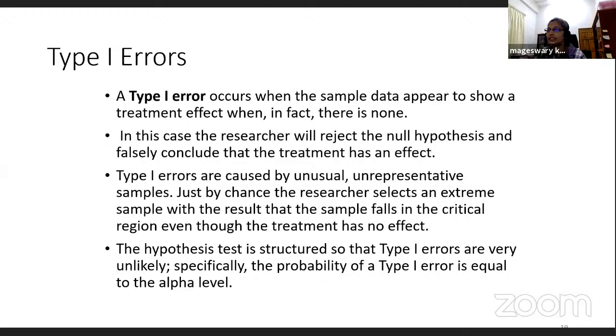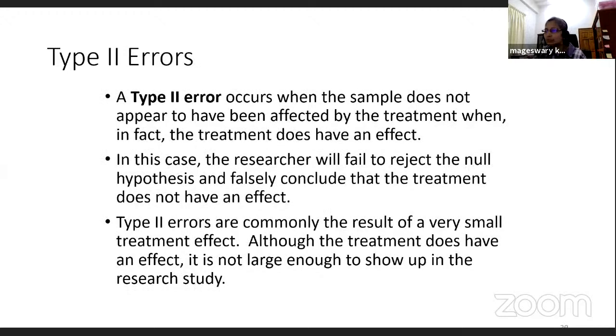Okay, now what is type 2 error? Type 2 error is actually when the sample does not appear to have been affected by the treatment. The treatment does have an effect, but the sample appears not to be affected by the treatment, yet the result shows some kind of finding. This mostly happens because of a small sample size. When you do the treatment with a larger sample, probably you would not see any effect of the treatment.